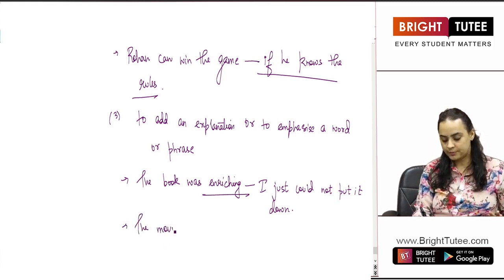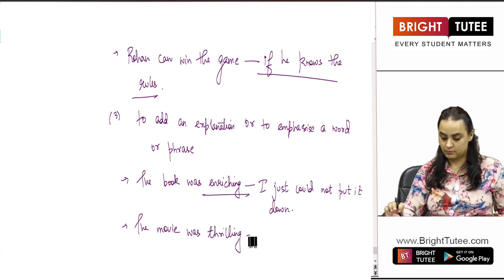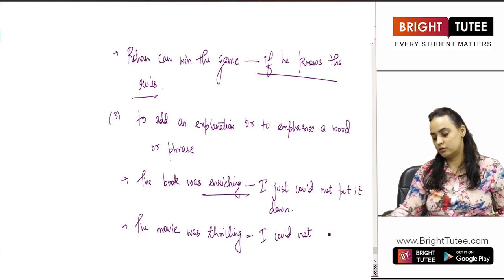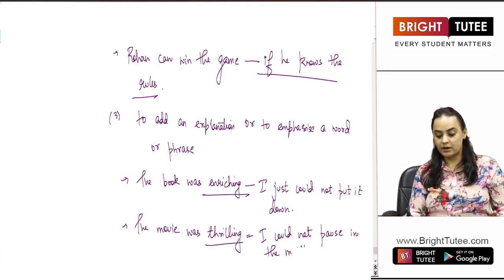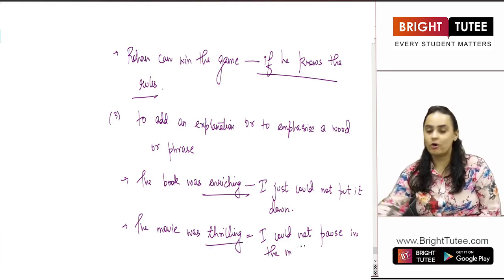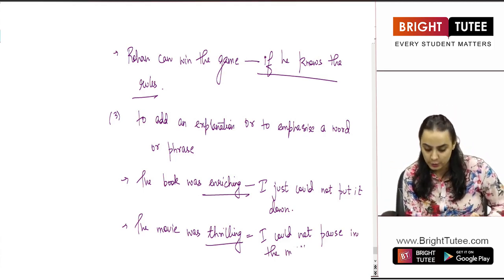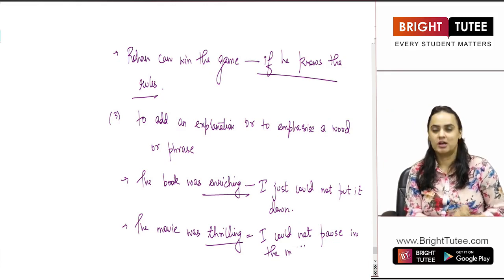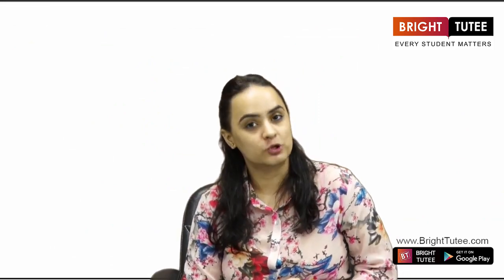The movie was thrilling, I could not pause in the middle. So here the word to be emphasized is thrilling, and so we are referring to the same with the help of a dash. So with this, my dear students, we come to the end of our grammar topic, punctuations.